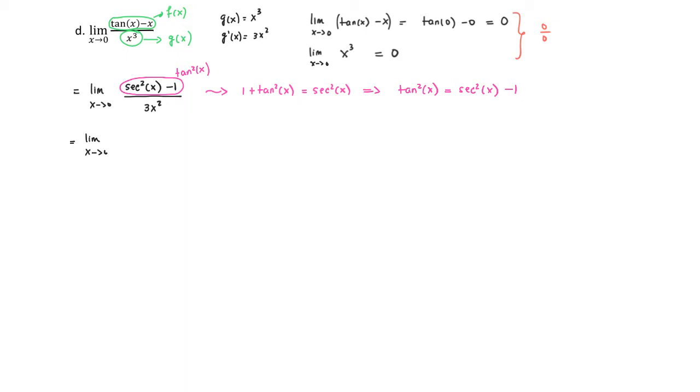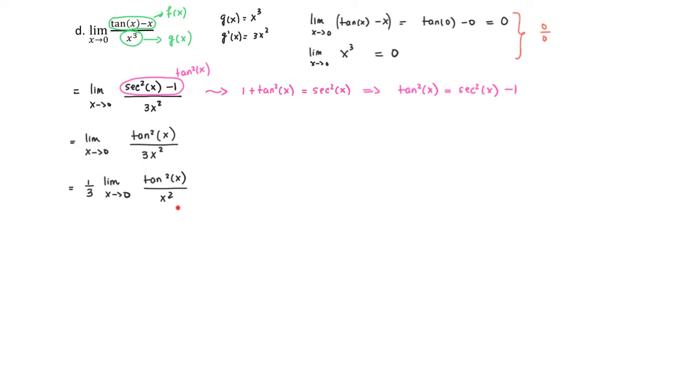I'm going to take this and say that the limit as x approaches 0, the numerator will be re-expressed as tangent squared x, and this will be divided by 3x squared. So what I really have right now is 1/3. I'm going to bring the 1/3 in front of the limit, and I'm going to have here the limit as x approaches 0 of tangent squared x divided by x squared.